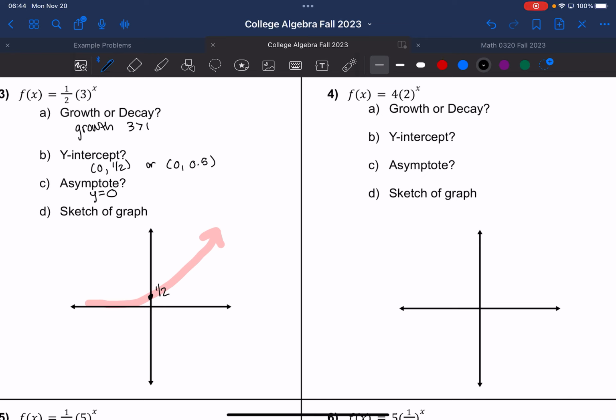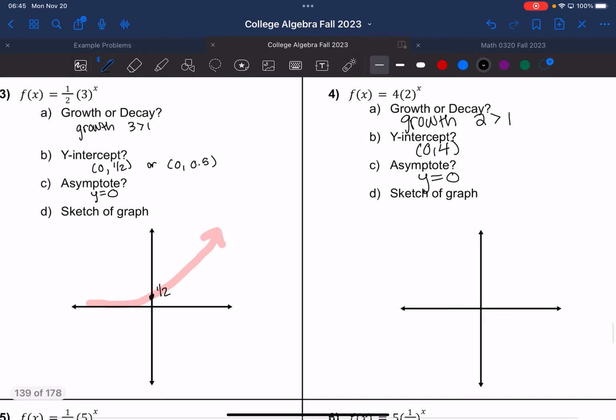Okay, number 4. Is this a growth or a decay? Growth, because 2 is greater than 1. What's the y-intercept? Good, 0, 4. Our asymptote is always which equation? Y equals 0. And the first thing we plot is the y-intercept. So I'm going to plot the 4. And this is a growth, so it's going in what direction? Upwards. Up.